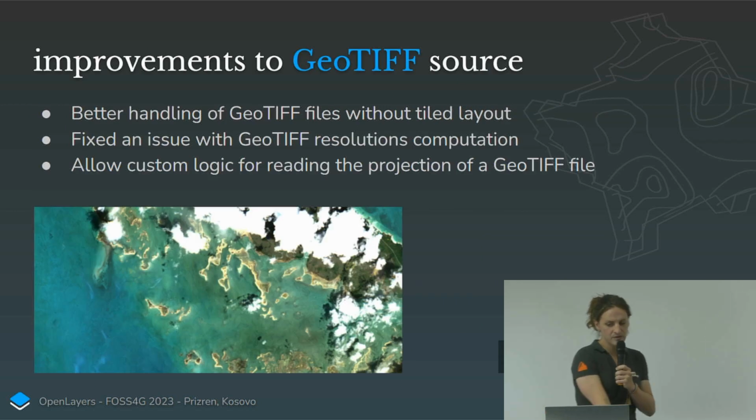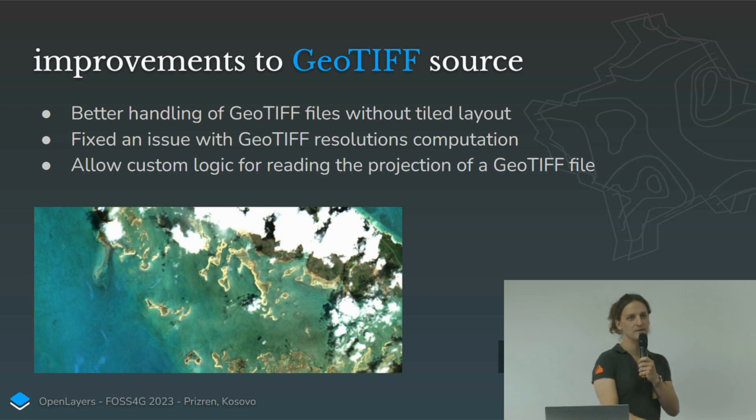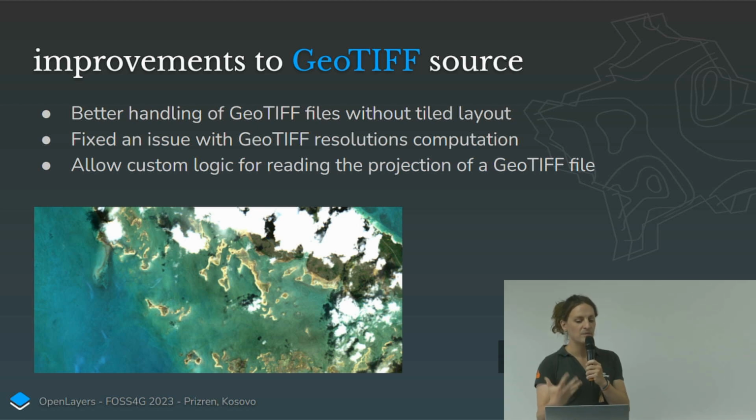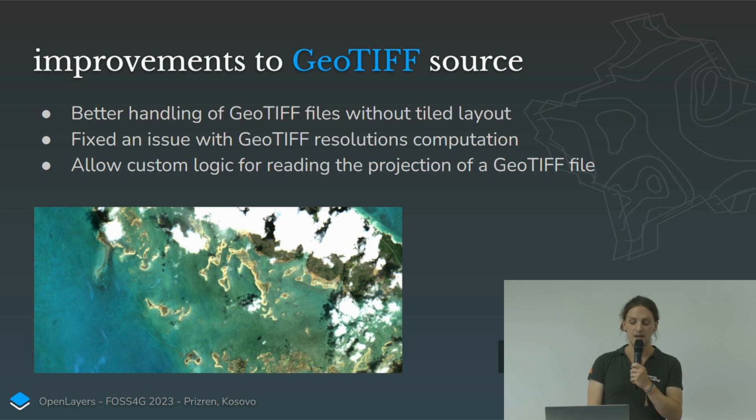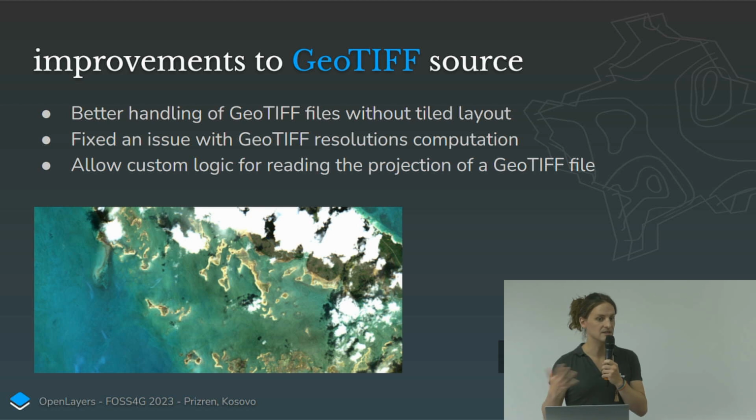There were a few improvements to the GeoTIFF source. There's now better handling of GeoTIFF files without tiled layout. So if the data is arranged into rows, there will be better network performance and better memory performance. There was also an issue that was fixed with the resolutions computation from GeoTIFF. And also, the logic for reading the projection out of a GeoTIFF was made extensible. So if you use a GeoTIFF and you have a projection that's not EPSG something, then you can write your own logic for reading the projection, which is also kind of a big deal.